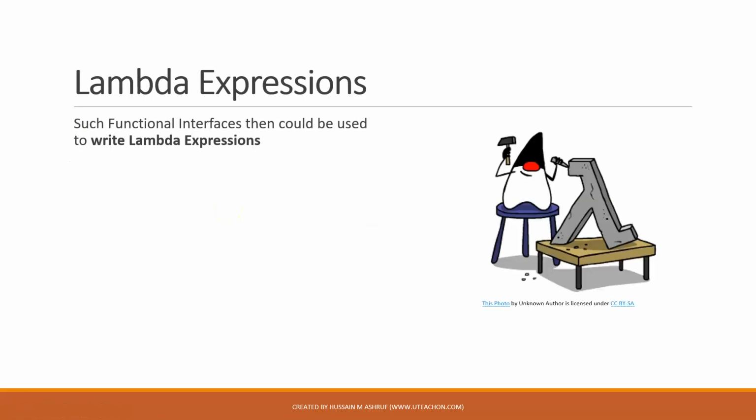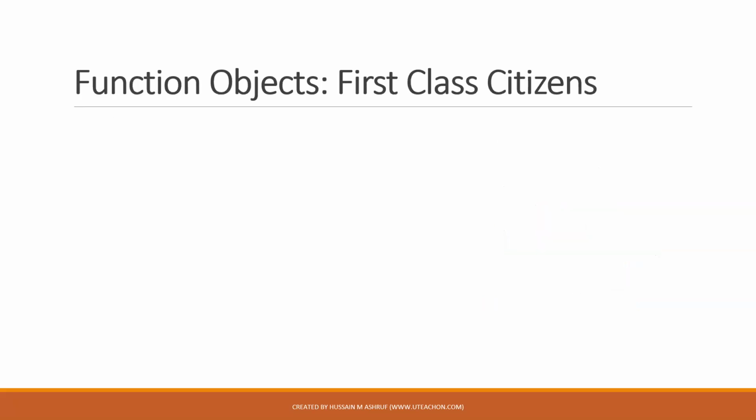Let's move forward. Lambda expressions. Such functional interfaces can then be used to write lambda expressions. So lambda expressions are dependent on functional interfaces having a single abstract method only. We will see further. Function objects as first class citizens. Let's look at it. Function objects. What are these? Objects created from functional interfaces. As simple as that, to put it in one line.